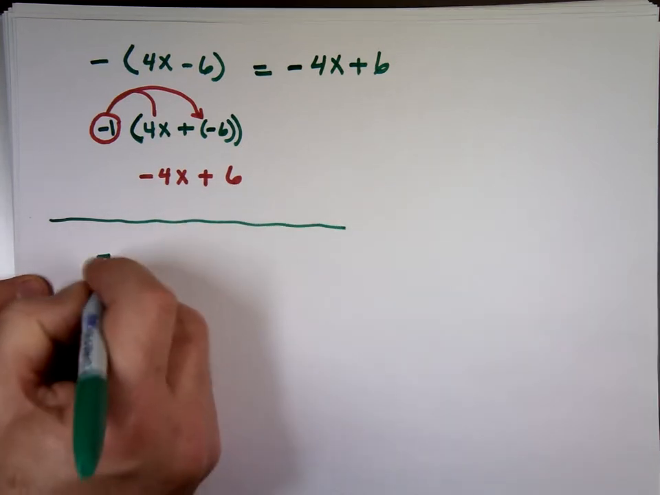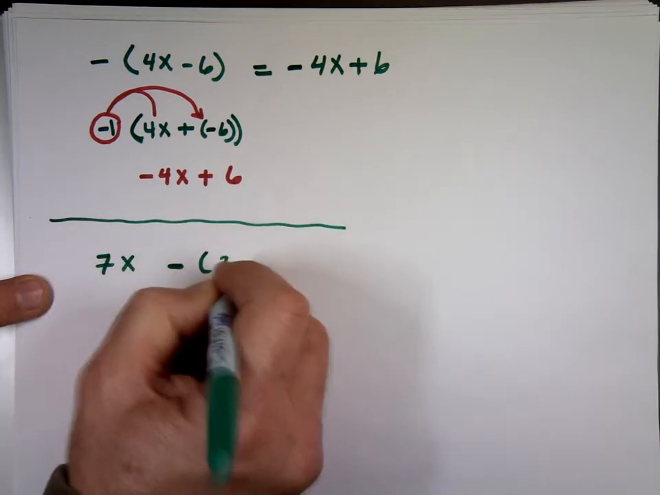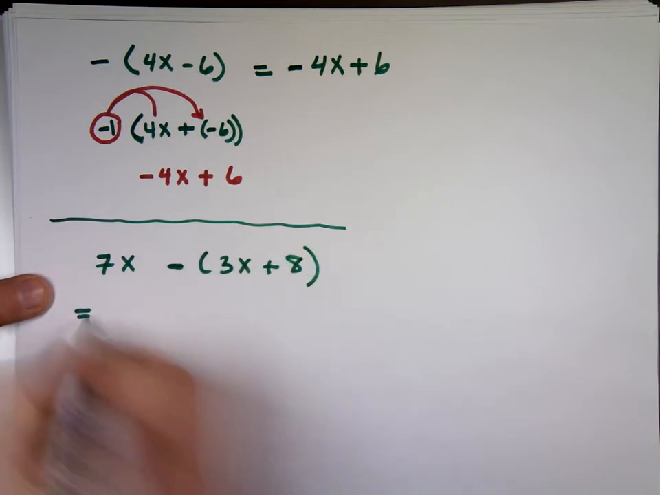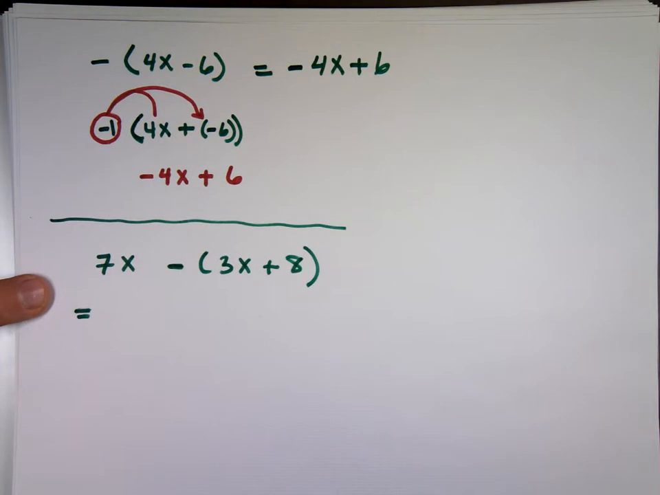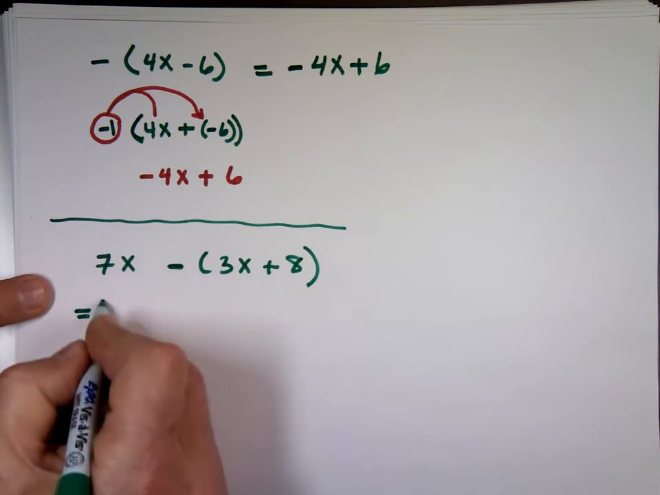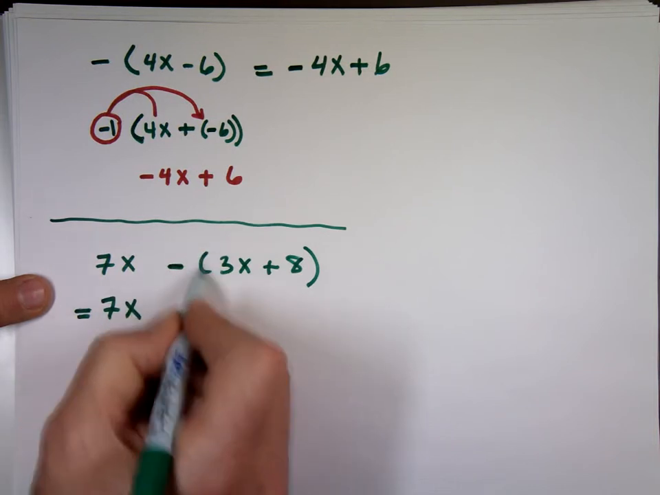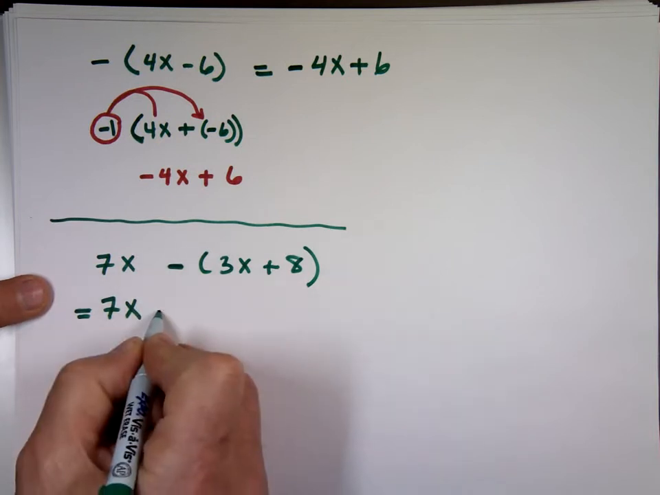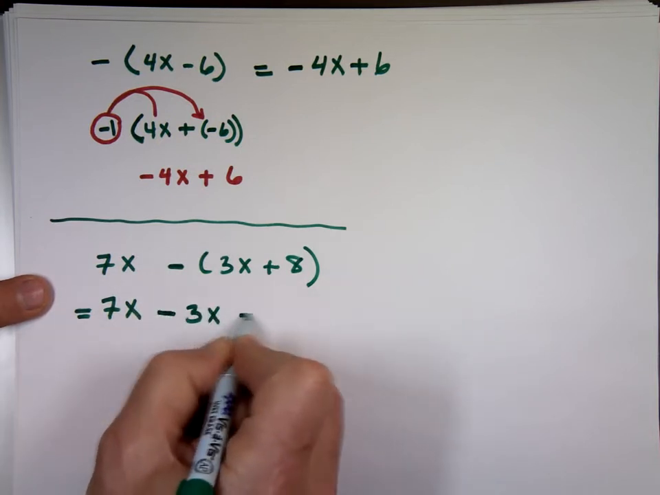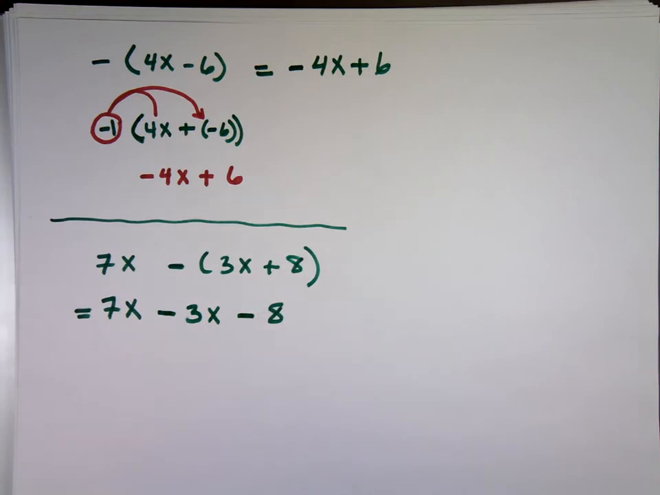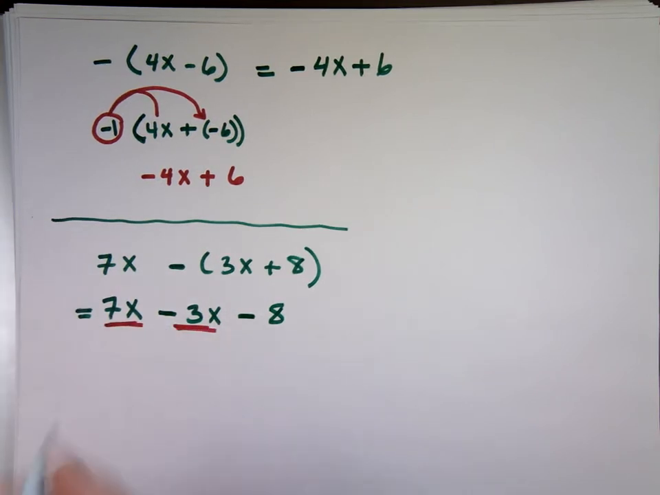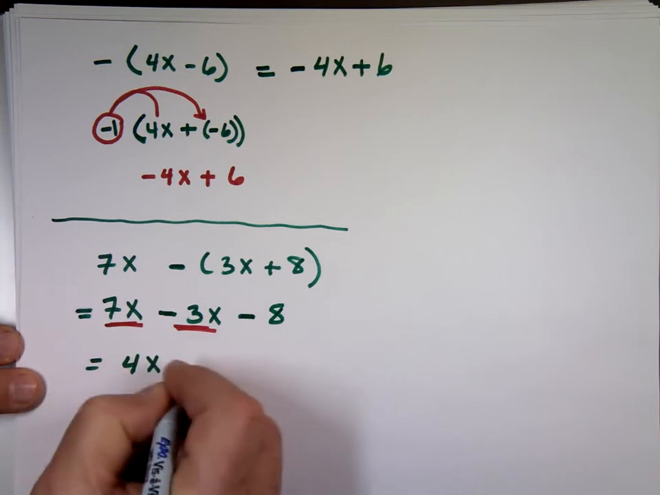So if I have 7x minus parentheses 3x plus 8, what is that going to equal? This is the 7x. This minus sign in front of the parentheses is going to change all the signs on the inside. It's going to make that negative 3x minus 8. Now let's collect like terms. What is 7x minus 3x? That's a 4x minus the 8.